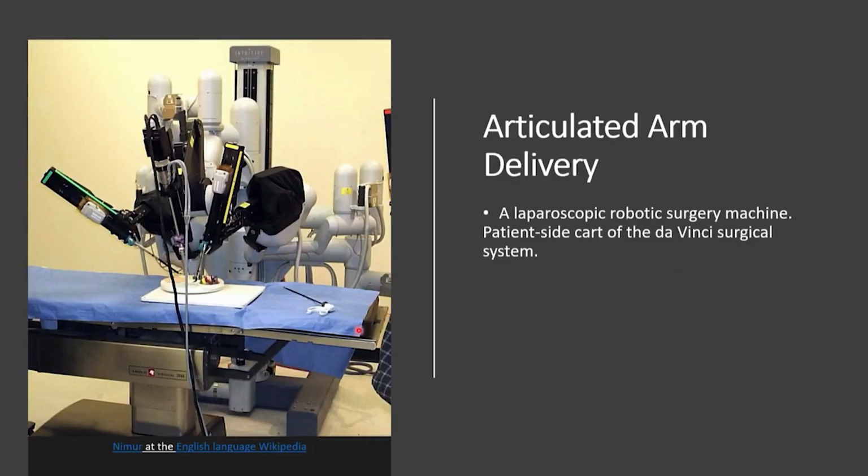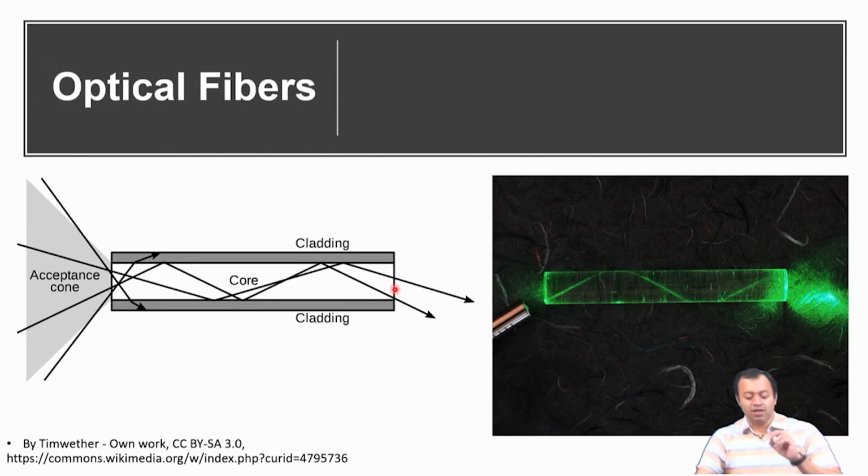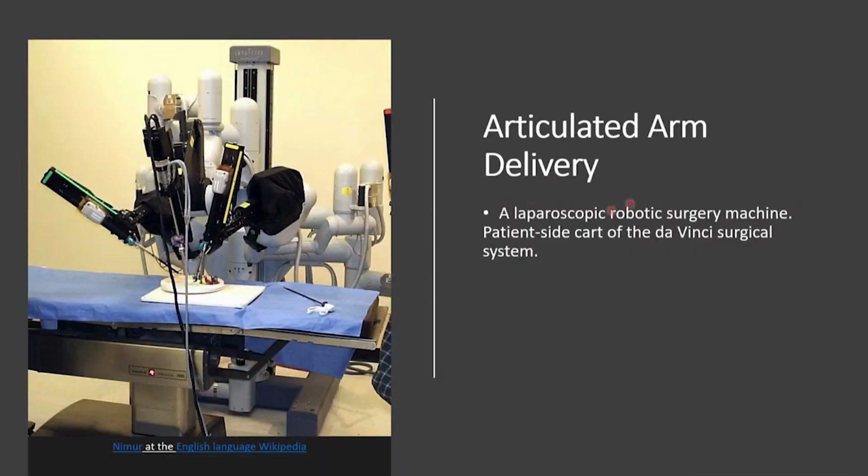You can utilize this type of optical fiber cable to go inside the human body, connect it with a particular laser, and if you know where this tube, this optical fiber cable, is going through, if you have charted the path, then you can bring light very close to that section. We have articulate arm delivery. It's a robotic surgery machine where the patient sits and it has some mechanical appendages.